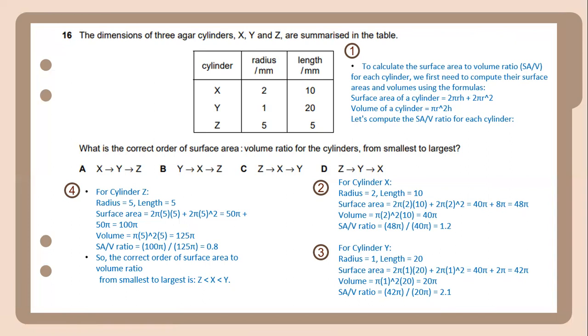So the correct order of the surface area to volume ratio from smallest to largest will be Z, smaller than X, smaller than Y. The answer will be C.